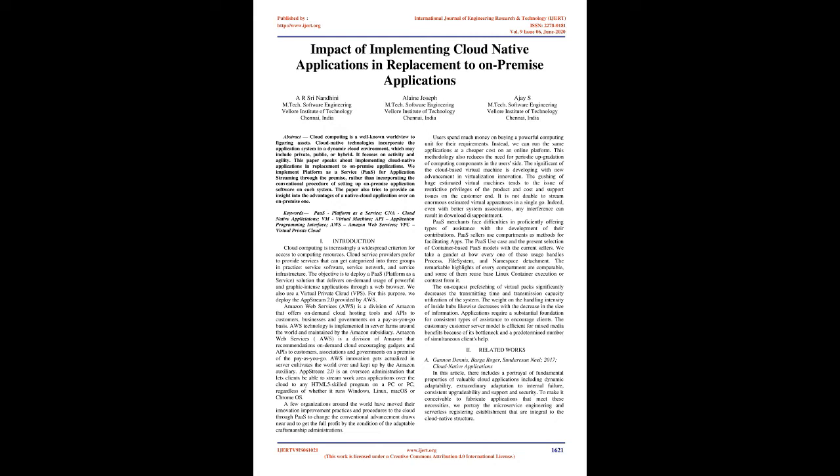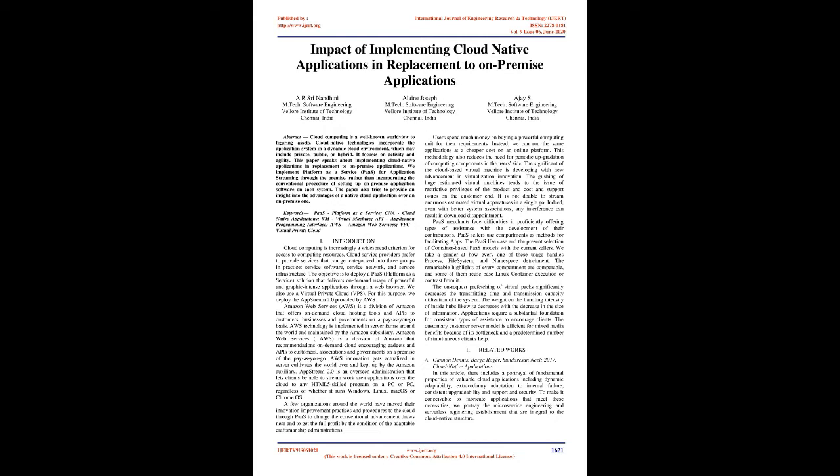We implement Platform as a Service, PaaS, for application streaming through the premise, rather than incorporating the conventional procedure of setting up on-premise application software on each system. The paper also tries to provide an insight into the advantages of a native cloud application over an on-premise one. Keywords: PaaS, Platform as a Service, CNA, Cloud Native Applications, VM, Virtual Machine, API, Application Programming Interface, AWS, Amazon Web Services, VPC, Virtual Private Cloud.